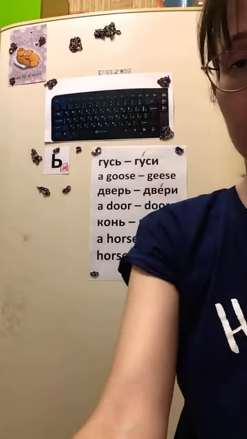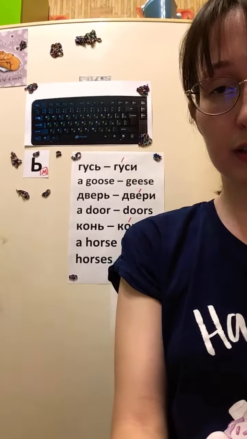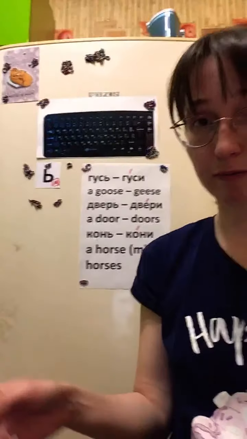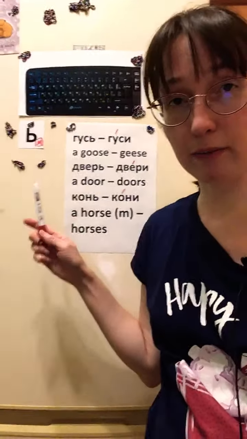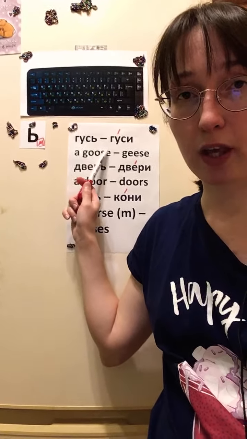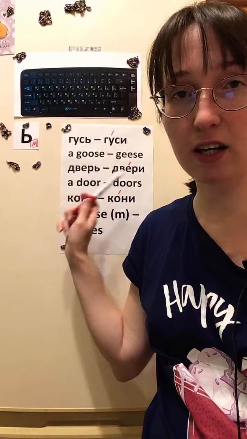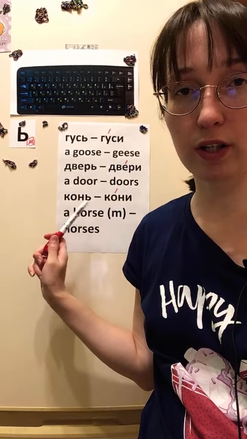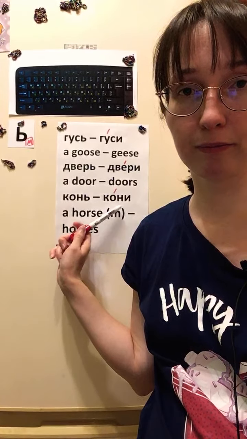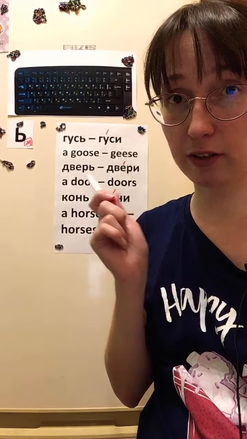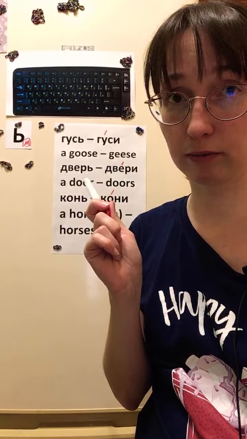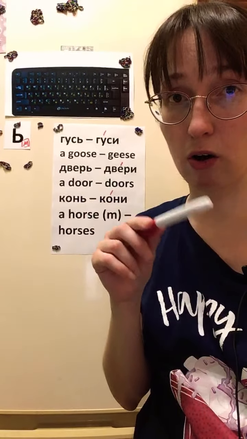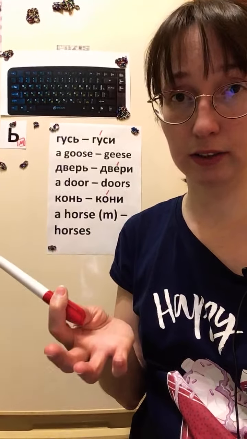Well, now I'm gonna read all these words again and really fast. Follow me. Гусь, гуси. Дверь, двери, конь, кони. Any question about these nouns, their forms, or anything else?